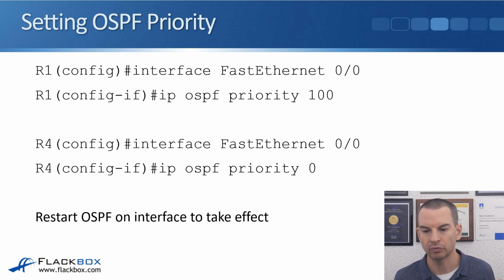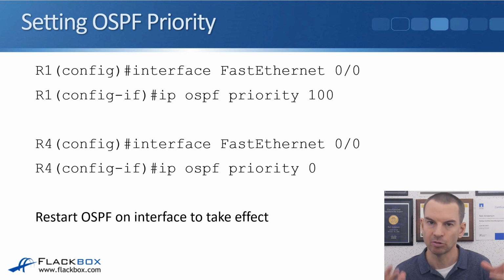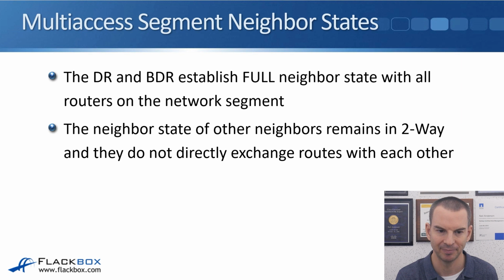Now, after you've configured this command on the interface, it's not going to actually make anything happen. It's not going to take effect until OSPF has been restarted on that interface. So how could you do that? Well, you could reboot the router, or you could shut down the interface and then bring it back up again, or at the enable prompt, you could use the clear ip ospf command to restart the OSPF process. Obviously, all of those would be disruptive, so be careful if you're going to do it in a production environment.